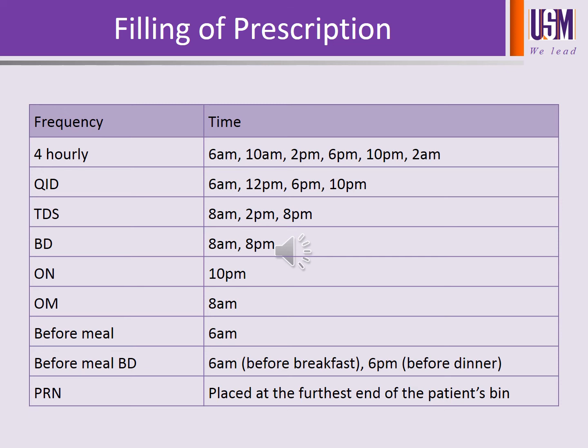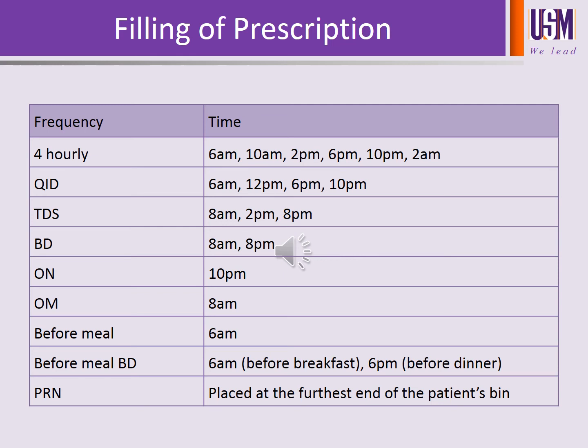This slide shows the time for the filling of prescription. The example of administration time: if the drug is given 4 hourly, then you have to fill the prescription at 6 a.m., 10 a.m., 2 p.m., 6 p.m., 10 p.m. and 2 a.m. If the drug is given ON, we will give the drug at 10 p.m. If it is BD, it will be at 8 a.m. and 8 p.m.